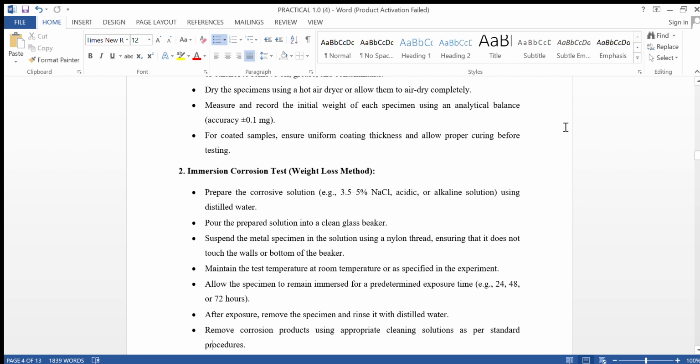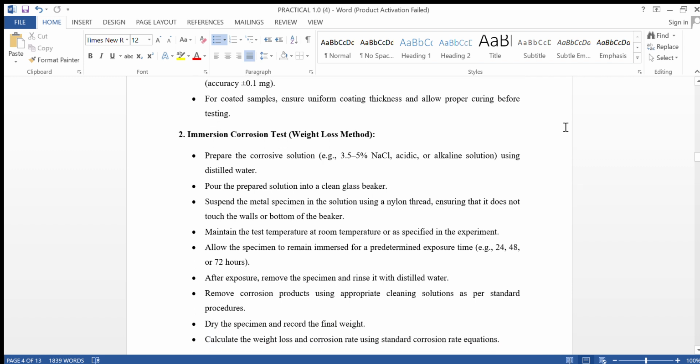Immersion corrosion testing, which is also the weight loss method. Prepare the corrosive solution, for example 3.5 to 5% NaCl, acidic or alkaline solution using distilled water. Pour the prepared solution into a clean glass beaker. Suspend the metal specimen in the solution using a nylon thread, ensuring that it does not touch the wall or bottom of the beaker. Maintain the test temperature at room temperature or as specified in the experiment. Allow the specimen to remain immersed for a predetermined exposure time, for example 24, 48, or 72 hours.